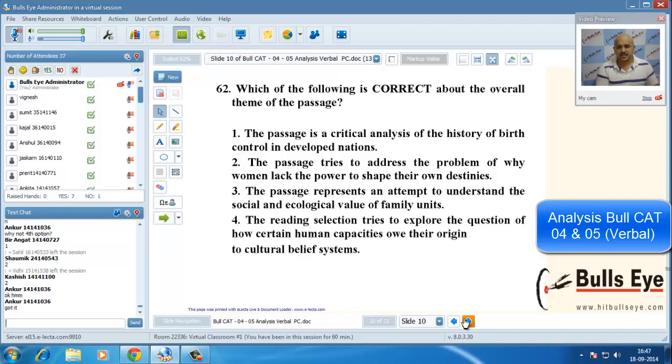Question number 62, option 1 or option 2? The passage is a critical analysis of the history of birth control in developed nations, or the passage tries to address the problem of why women lack the power to shape their own destinies. Guys, there is something known as the scope trap. What is scope trap?